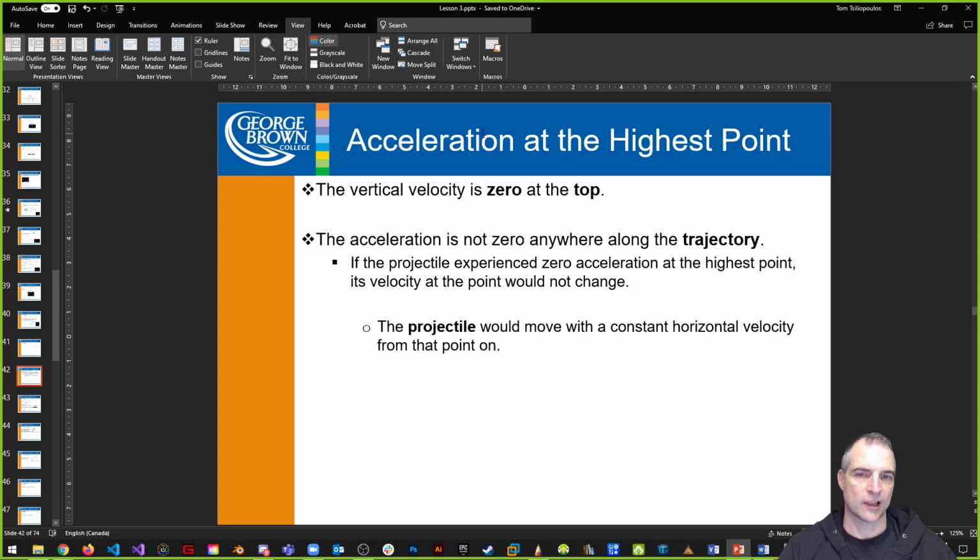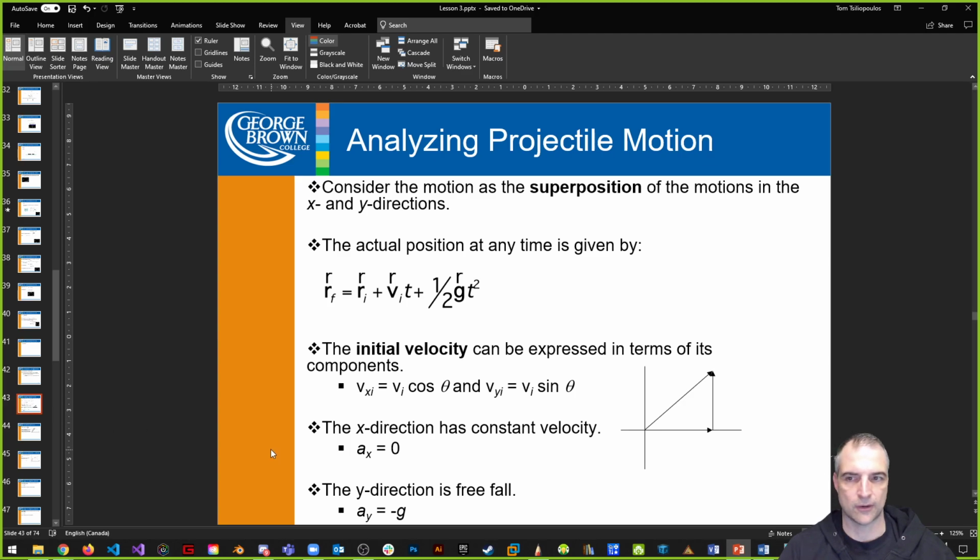Okay, how about the acceleration at the highest point? The vertical velocity is 0 at the top, right? The acceleration is not 0 anywhere along the trajectory. It's always negative 9.8 on the y-axis for every second. All right? If the projectile experienced 0 acceleration at the highest point, its velocity at that point would not change. But in this case, it does get negatively accelerated. That's why it continues to fall.